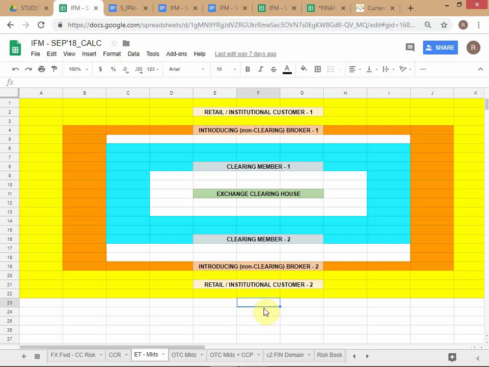No, it doesn't change that frequently. Initial margin they will change maybe once in a year or once in a quarter or maybe once in 6 months or something. It doesn't change that frequently.